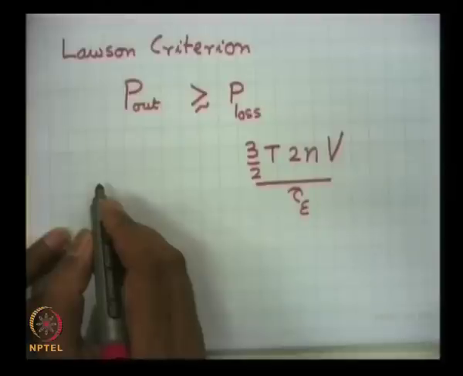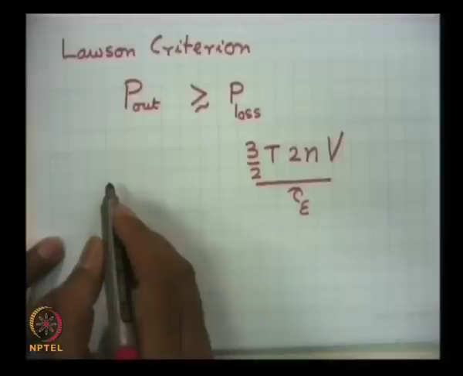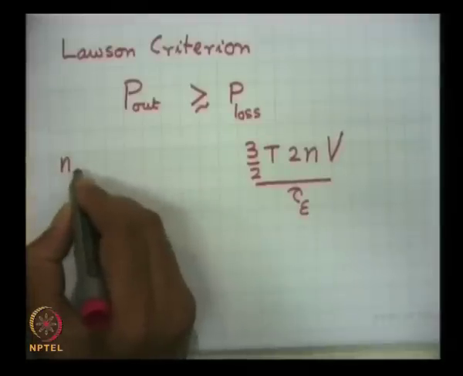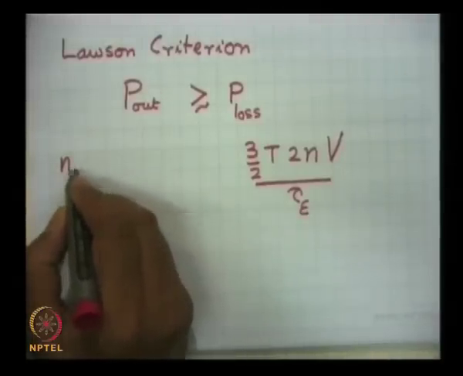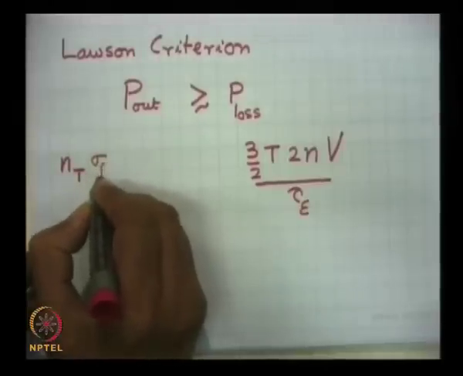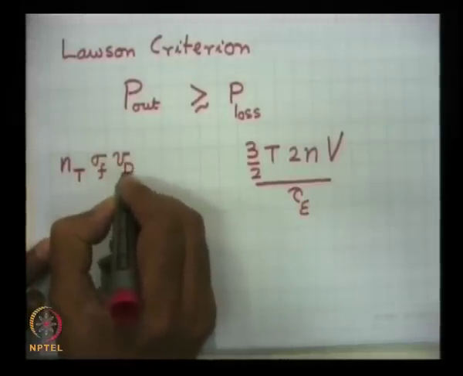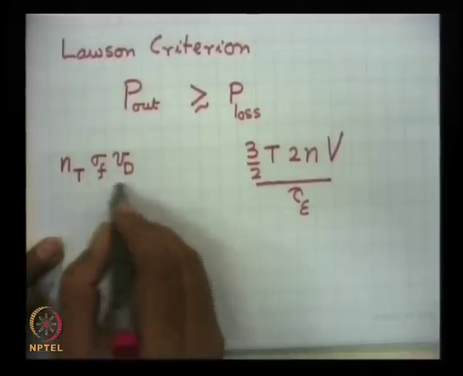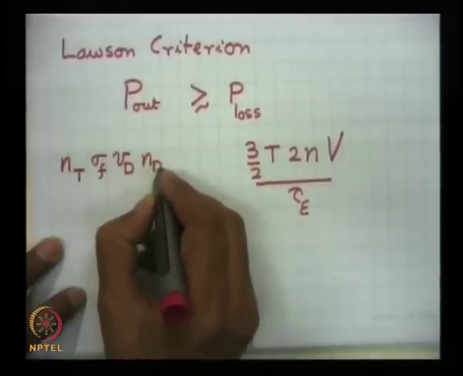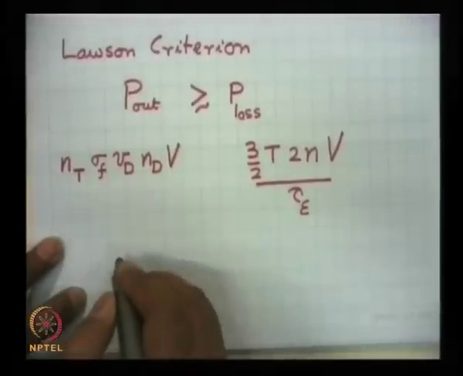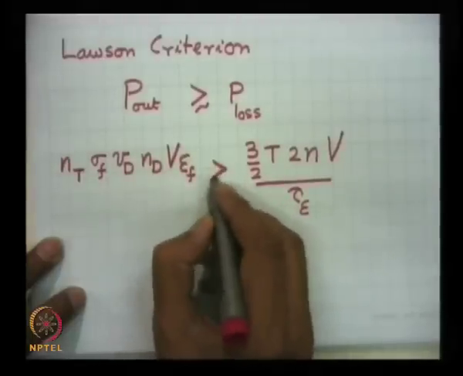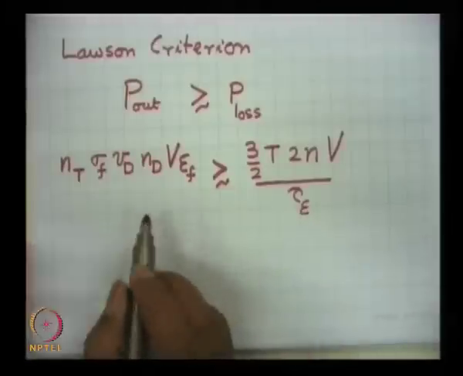As far as the power output is concerned, the number of nuclear reactions that take place per unit time per deuterium particle will be the number of tritium atoms per unit volume times the fusion cross-section times the thermal velocity of deuterium. So this is effectively the fusion frequency per particle. And if there are n deuterium particles per unit volume, V is the plasma volume, and the energy produced per nuclear reaction is EF, then this must be equal or of this order. This is primarily the Lawson criteria.